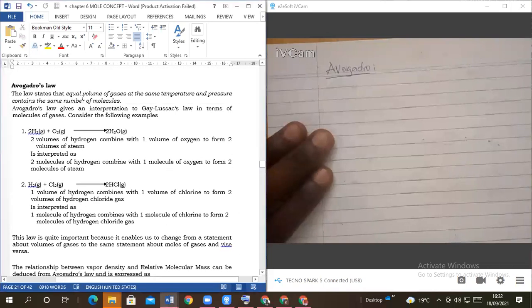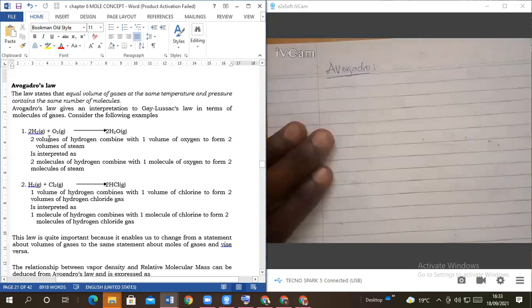If you have finished, let's look at this man. Avogadro says that equal volumes of gases at the same temperature and pressure contain the same number of molecules. Now, instead of volumes, you go back to molecules or moles in short terms. So Avogadro gives the interpretation of Gay-Lussac's law in terms of molecules of gases.